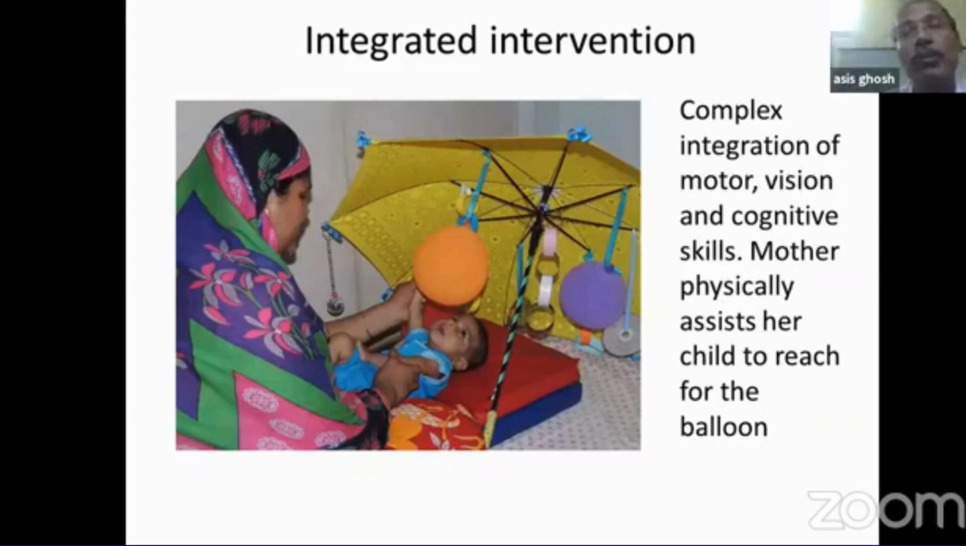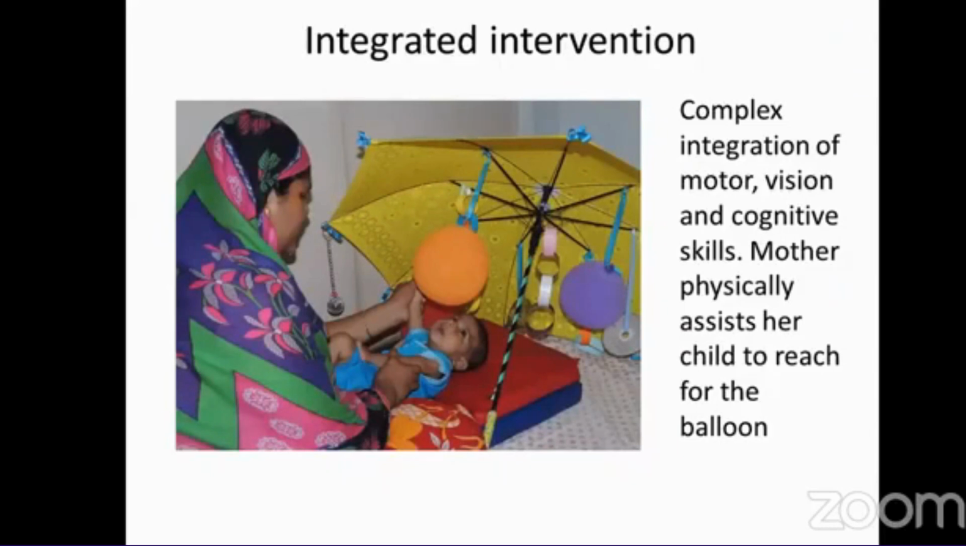When we talk about vision therapy, quite a lot of our children also have cortical visual impairment. Multiple areas of the brain which help our vision are damaged. So we do not call this visual stimulation. We call this vision stimulation because it's the complex integration of multimodality, your sensory system, motor system, which helps to develop the cognition.